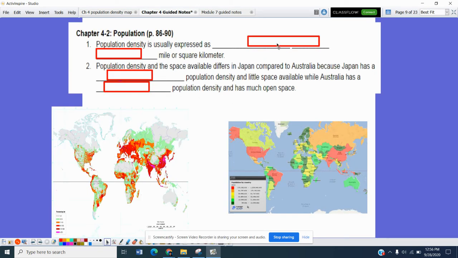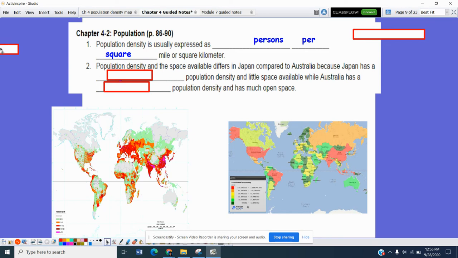Number one, population density is usually expressed as persons per square mile or square kilometer. Number two, population density and the space available differs in Japan compared to Australia because Japan has a high population density and little space available, while Australia has a low population density with a lot of open space.